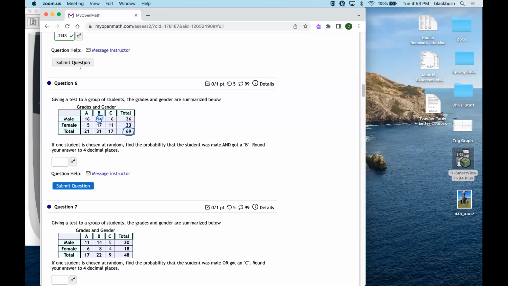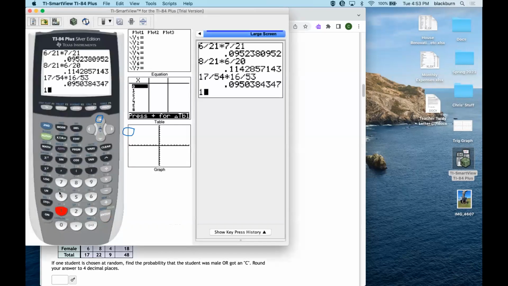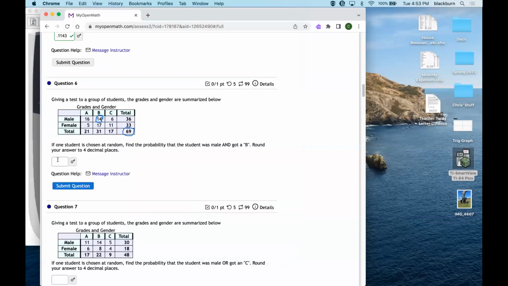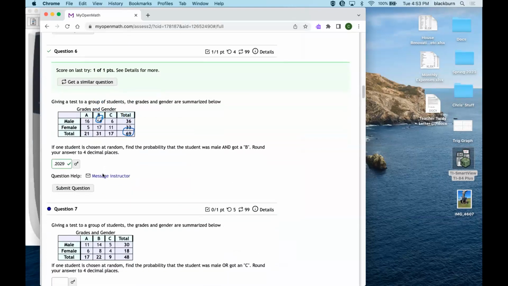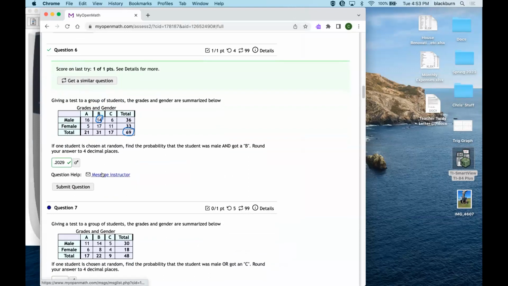So we would just do 14 divided by 69 in our calculator. 14 divided by 69. So I get 0.2029. And that's the way all these table problems work. You just look at how many fit the description over the total.